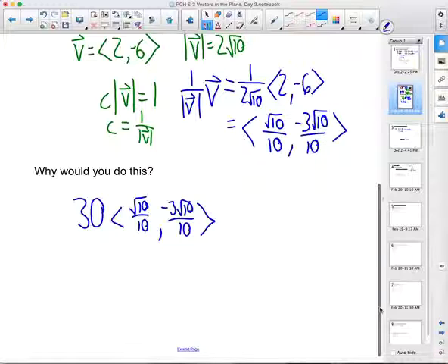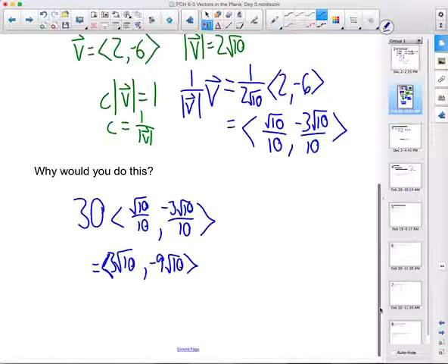I wanted it to be 3, not 2√10. I'm sorry, I wanted it to be 30, not 2√10. So now I know that this vector would have to be 3√10 and negative 9√10. Okay? Does that make sense? All right, so a little application there that's really helpful. It gets us going the right direction at the right magnitude.